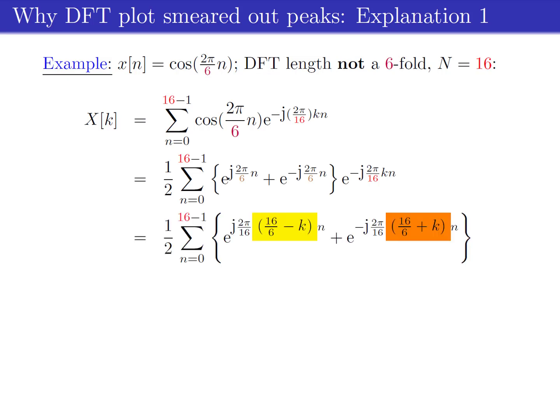However, when trying to apply the twiddle factor property, it follows that in the first summation the frequency index k has to be equal to 16 divided by 6, which is not an integer value. In other words, the twiddle factors of the first summation will add up to a non-zero value for all frequency indices k. A similar reasoning follows for the second summation.